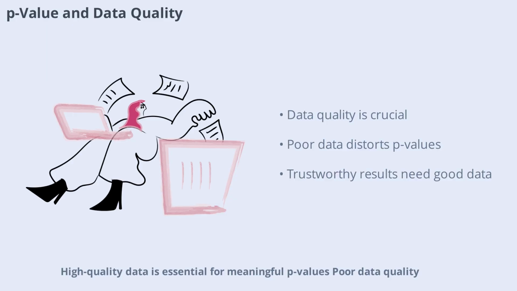High-quality data is essential for meaningful p-values. Poor data quality, such as missing values or measurement errors, can distort p-values and lead to incorrect conclusions. Always prioritize data quality in your research to ensure your statistical results are trustworthy.